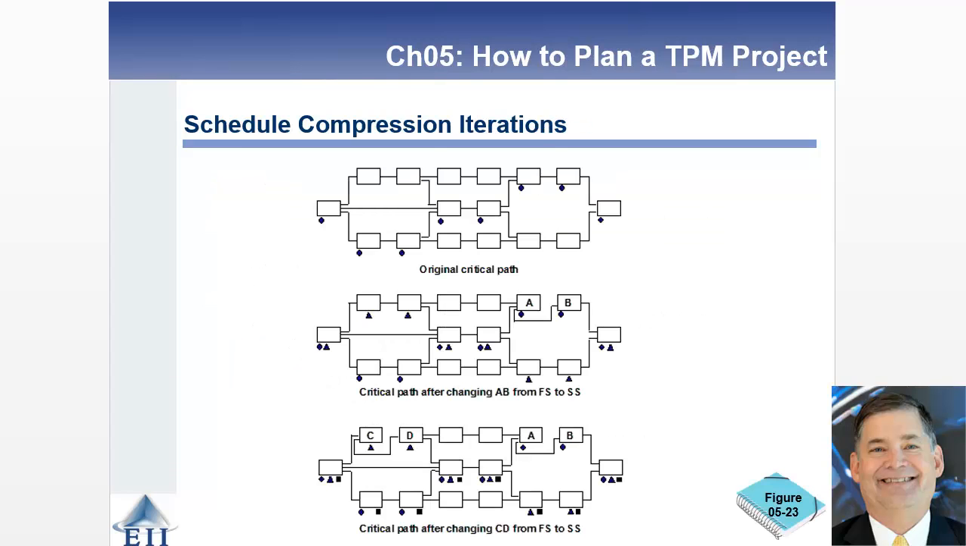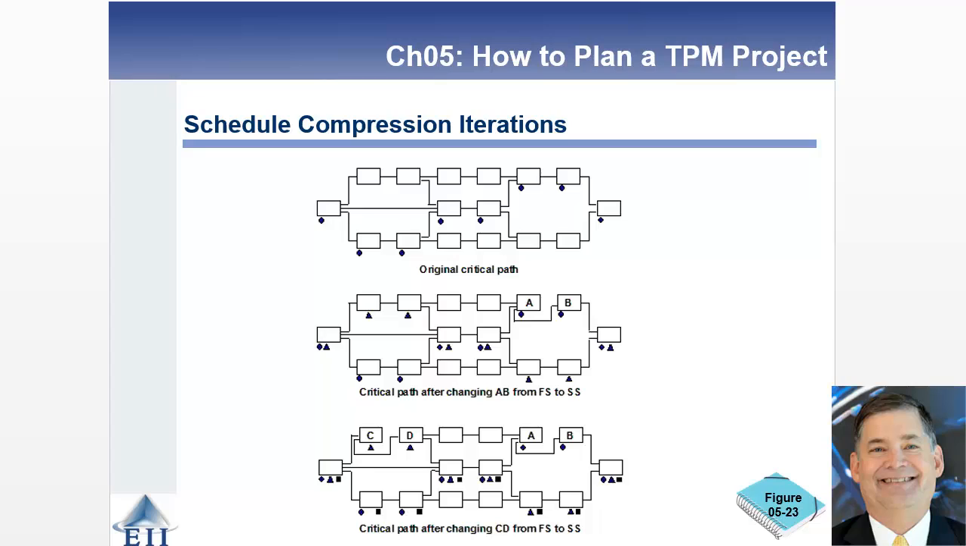This is an example of a schedule compression iteration, and what we're going to do is focus on the two tasks that are up in this area here, labeled A and B below. And what we're going to do is change the dependencies. In the first one, it's a finish-start relationship. And then you see in the second picture, the one in the middle, that's now changed to a start-start relationship.